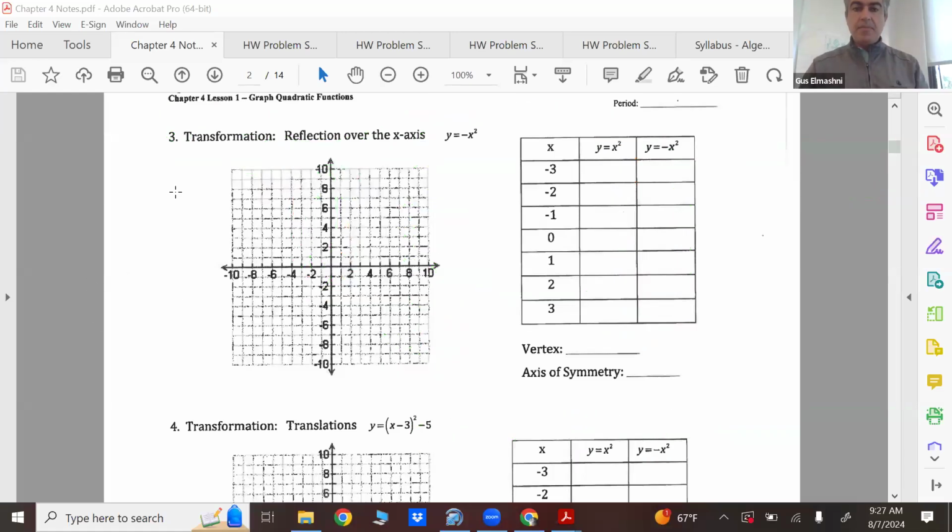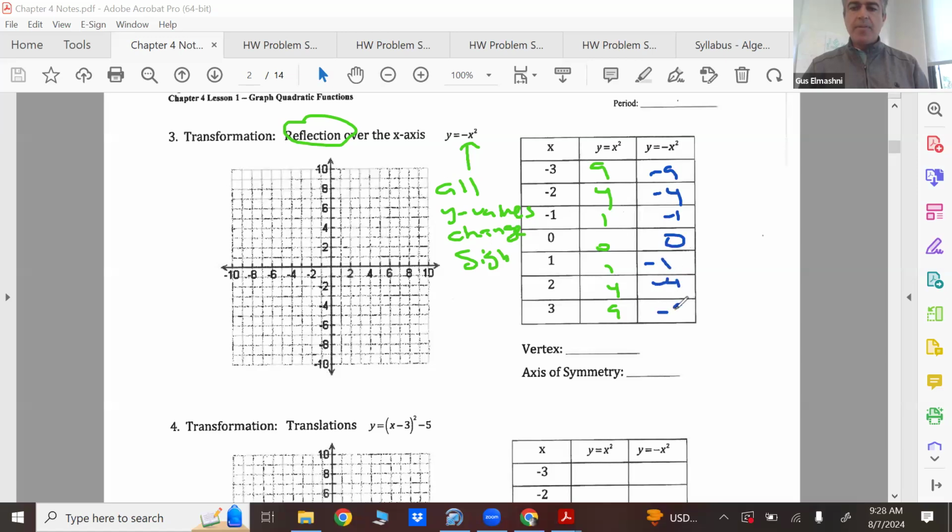Okay, same thing here. 9, 4, 1, 0, 1, 4, 9. Now, reflection means a flip, not like reflecting on your life or about society, but reflection in the sense it's flipping over, right? So that's all that's happening. So you multiply by -1. All y values change sign. So now it's going to be this: -9, -4, -1, 0, -1, -4, -9. I won't do the parent function because now you know how it looks.